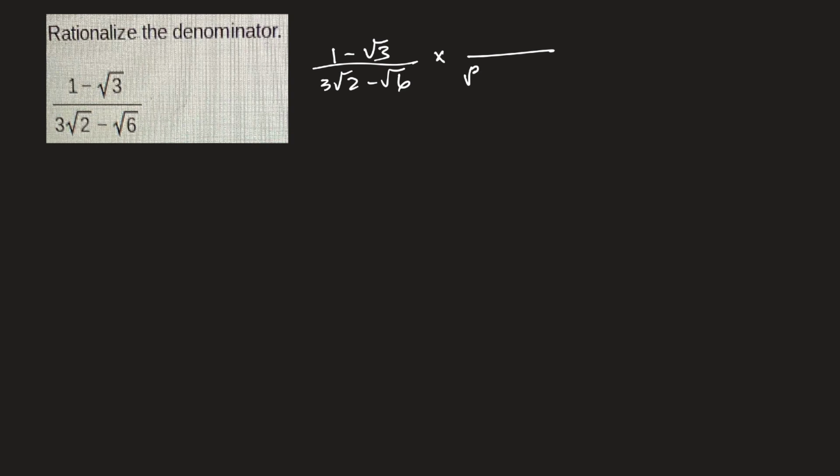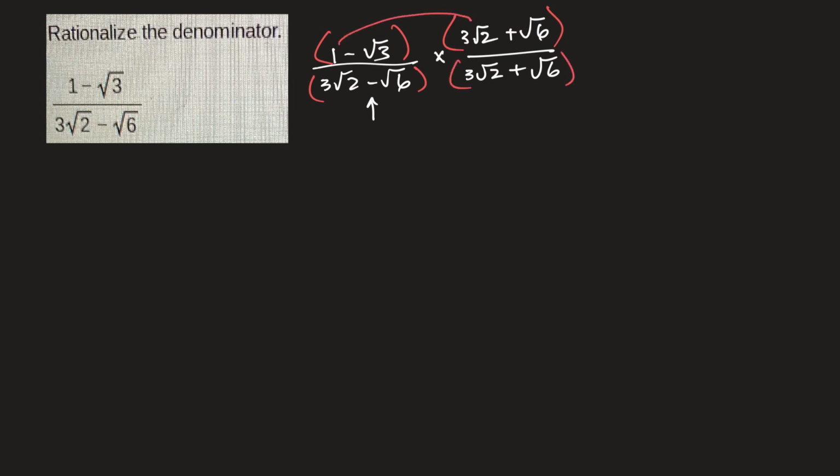So the conjugate is 3 root 2 and a root 6, but there's a plus in here, so I have to change that sign. And you multiply the top by the exact same thing. Okay, so now this will be FOIL up top there, and then FOIL on the bottom. Let's do the top first.